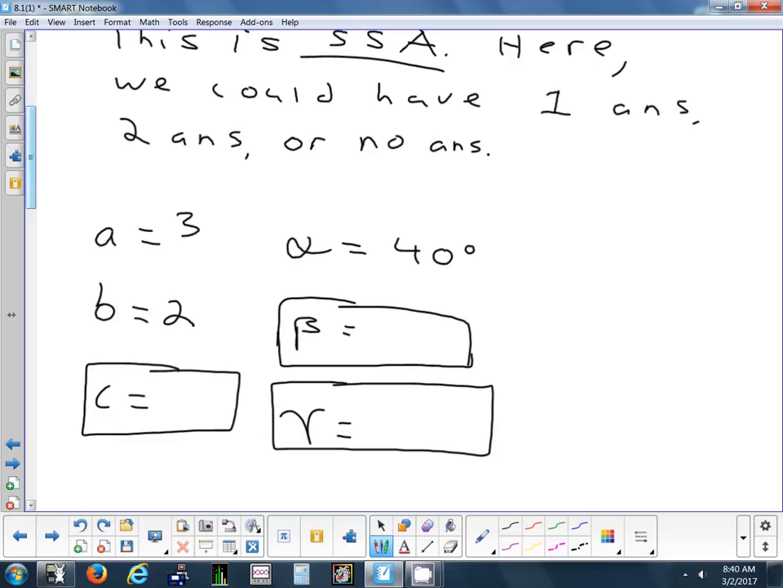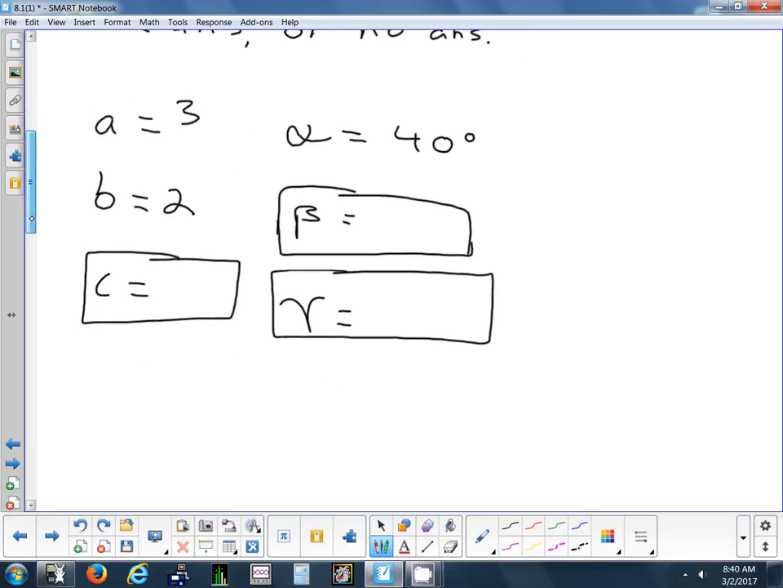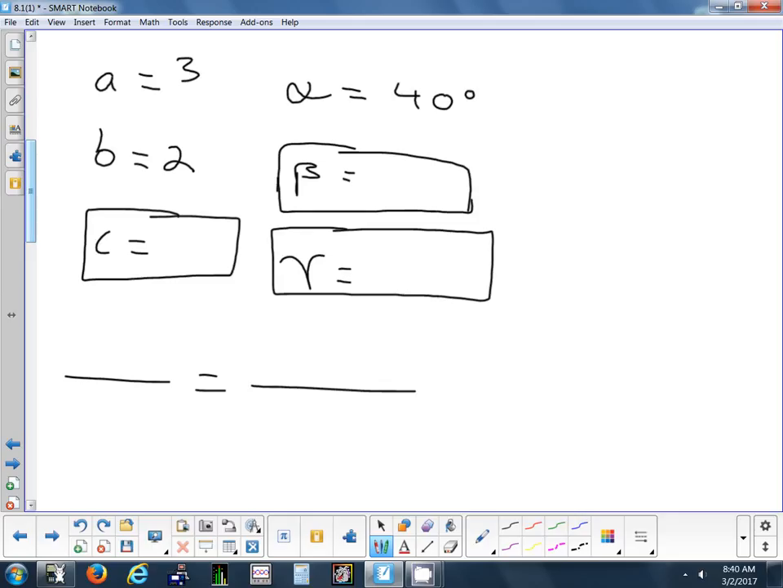Okay, and then once you get beta, you can add alpha and beta up, subtract from 180 to get gamma. Then if you can get gamma, you finally have a piece of information in the last row, which will let you get C. So that's kind of the order we're going to go in. Deal with beta, then gamma, and then C. All right, so let's set up our law of sines to find beta.